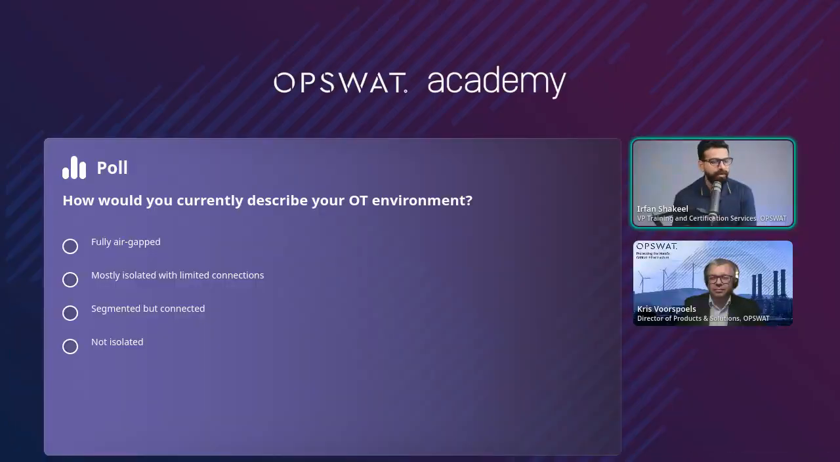So let's hear from our participants. I'm going to bring a poll on the screen. Let's ask the people how they describe their own OT environment. Let me rephrase the question: is your critical environment, the environment that must be air gapped, truly air gapped or not? Let's see what they say about it.